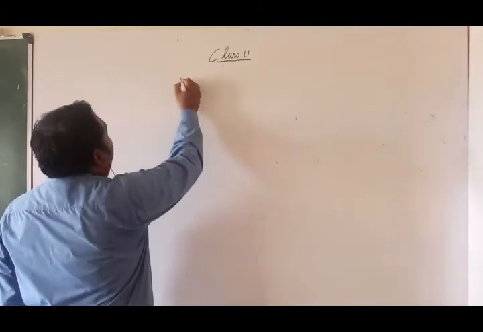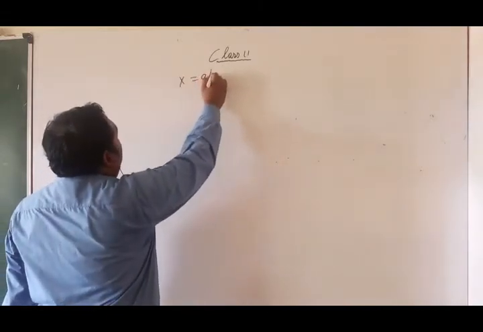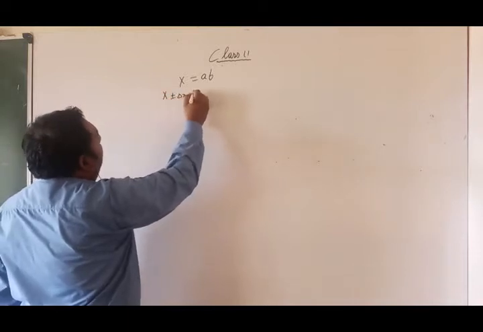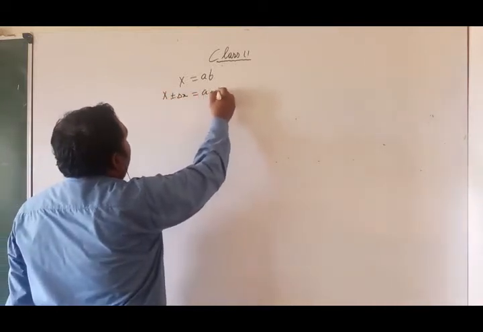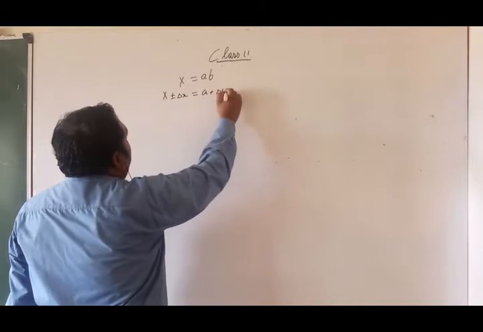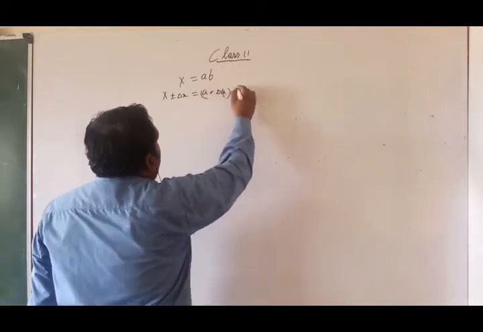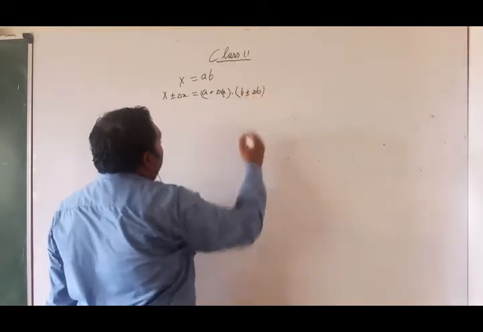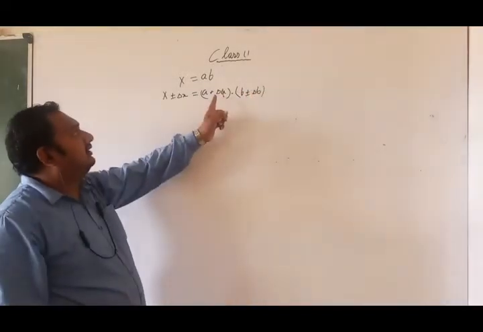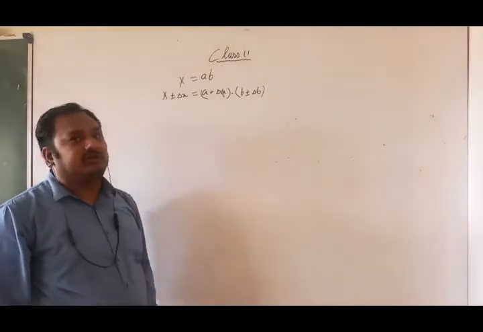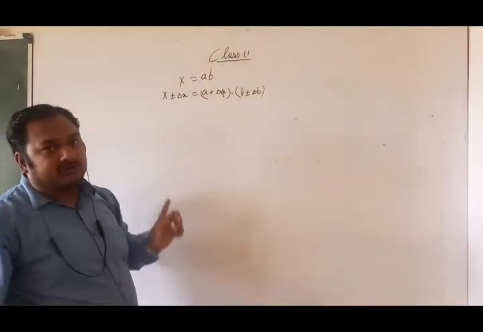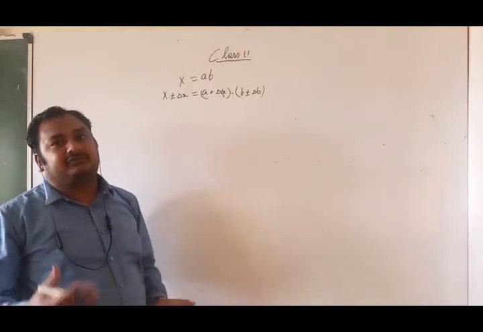This is x equal to AB. Now x plus minus del x equal to A plus minus del A into B plus minus del B, where del A and del B are the absolute errors in the measurement of A and B. And we have to multiply and find the absolute error.